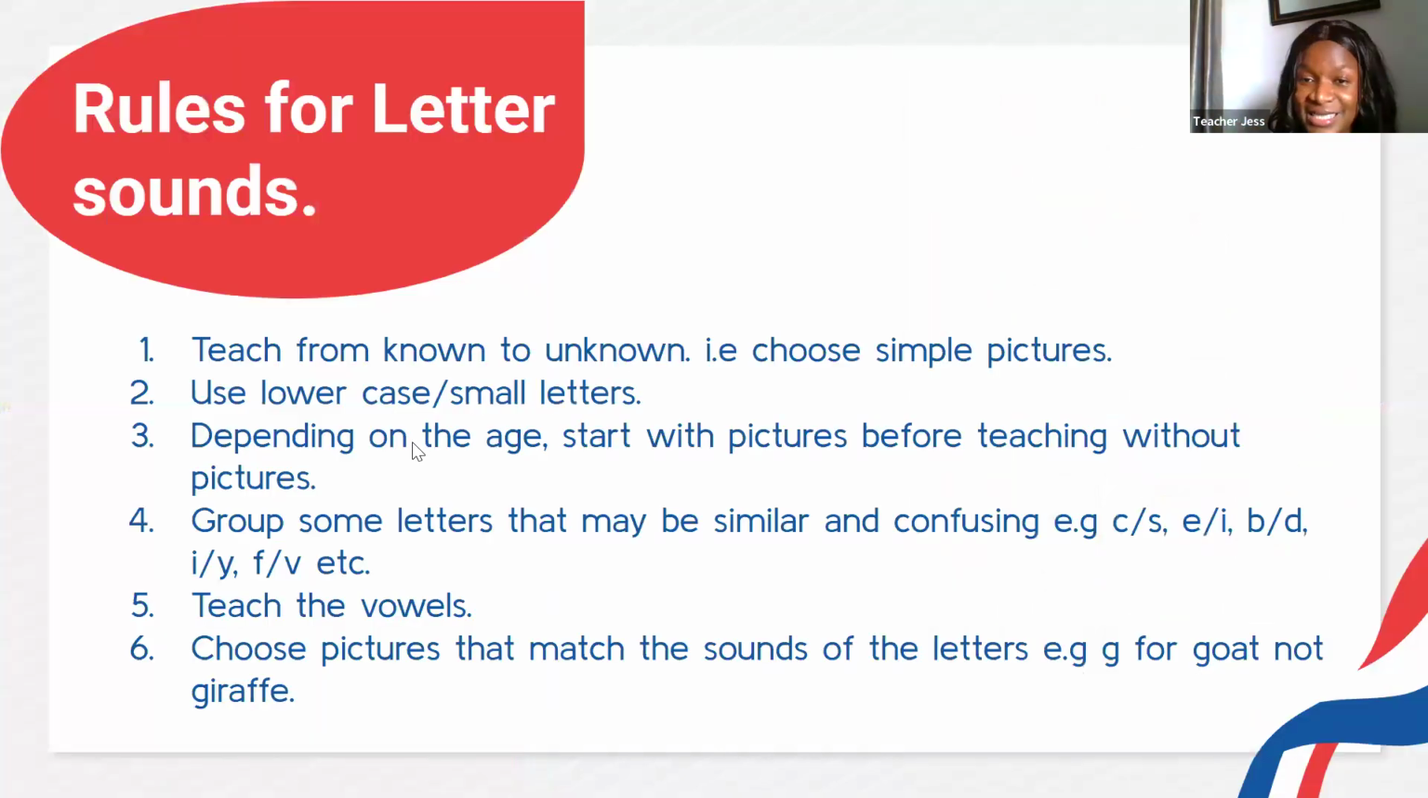The next one, lowercase, because it is letter sounds. So lowercase, depending on their age, start with pictures before teaching without pictures. So that when you're recapping, it's easier for them. Oh, what is this? Orange. What letter says orange? What letter likes orange? Letter O. Group letters that may be similar and confusing. By the time you start to spell, you discover that some letters are confusing for the kids. Group those letters.